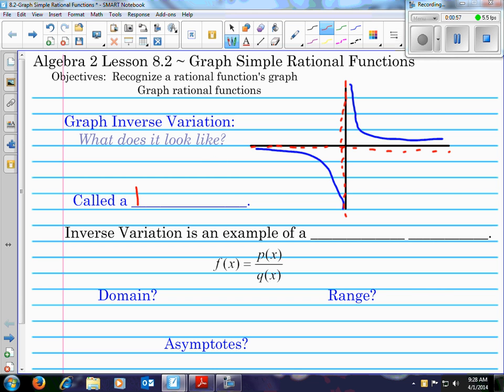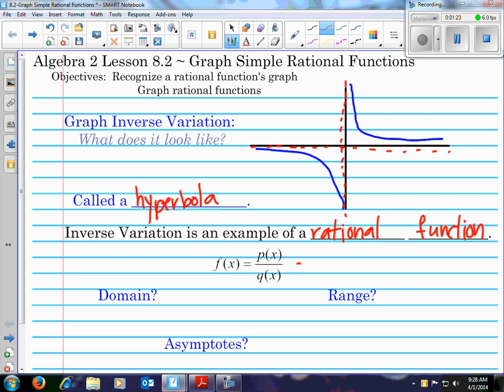Now, this is called a hyperbola. And an inverse variation is an example of a rational function. And we have been solving and multiplying and dividing and adding and subtracting rational functions for the last few sections. So it's going to look something like this. F of x equals p of x over q of x.